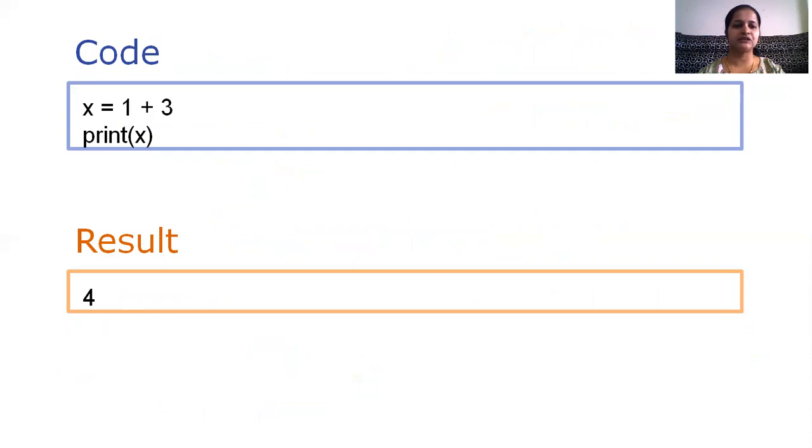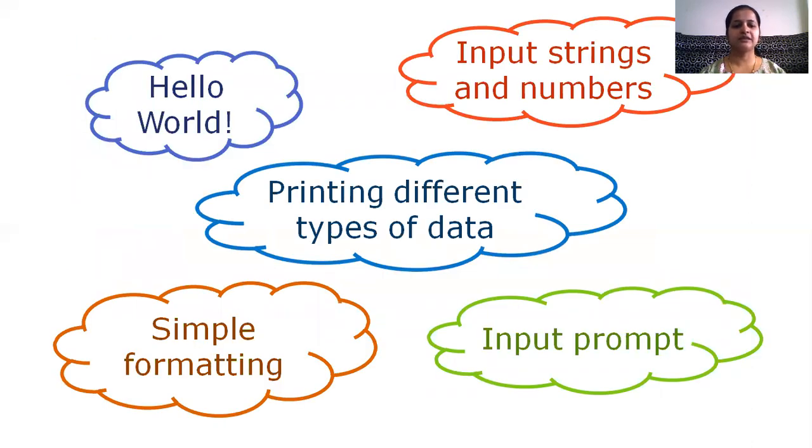Then integer, that is, we are doing a calculation: x equals to 1 plus 3, and that we are printing. Then we are printing the real type, that is, we call it a floating type of data. So we are doing an operation here, 0.5 into 3.0, and that we are going to print, which comes to 1.5 as a result. So next we will see simple formatting.